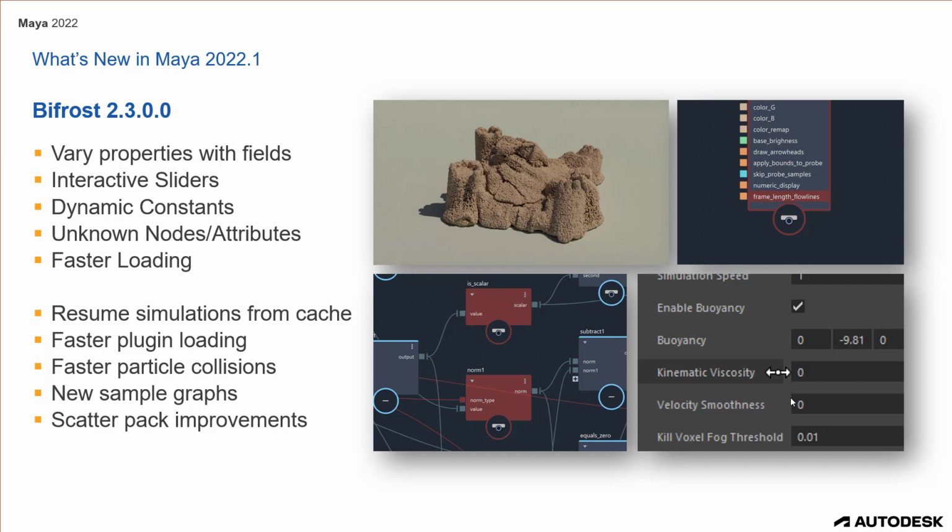And the performance, of course, is very good with these sliders, which is a very nice enhancement here, I would say. There's other things, the plugin loads faster, the particles collide faster. There are again new sample graphs, and there are scatter pack improvements. So a lot of new stuff in Bifrost 2.3.